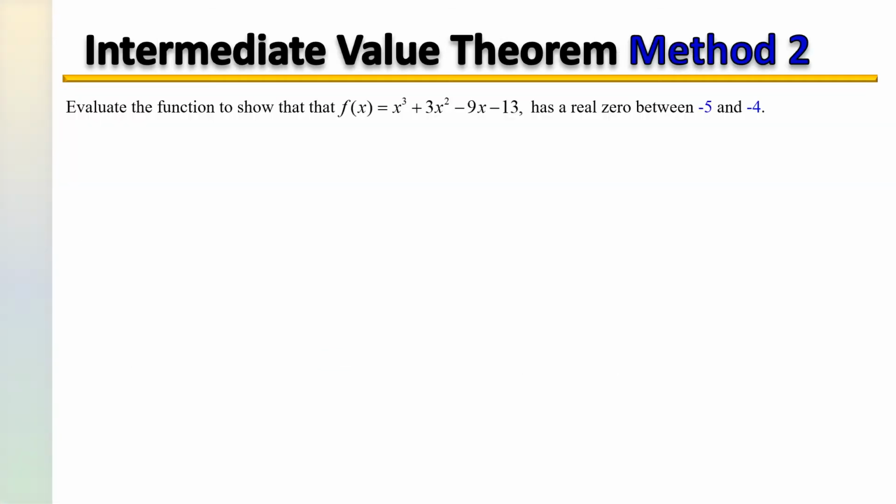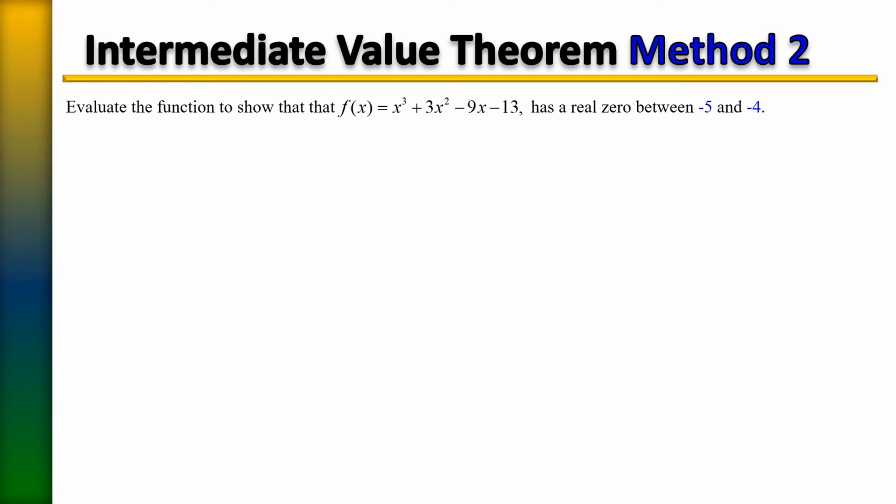Okay, in this example, we're asked to evaluate the function to show that there's at least one real zero between -5 and -4. Of course, as we showed in the previous example, you're going to use synthetic division. You're going to find f of -5 and see what your output or remainder is, and do the same thing for -4. And if they're opposite in sign, then there's proof that there exists at least one zero between them.